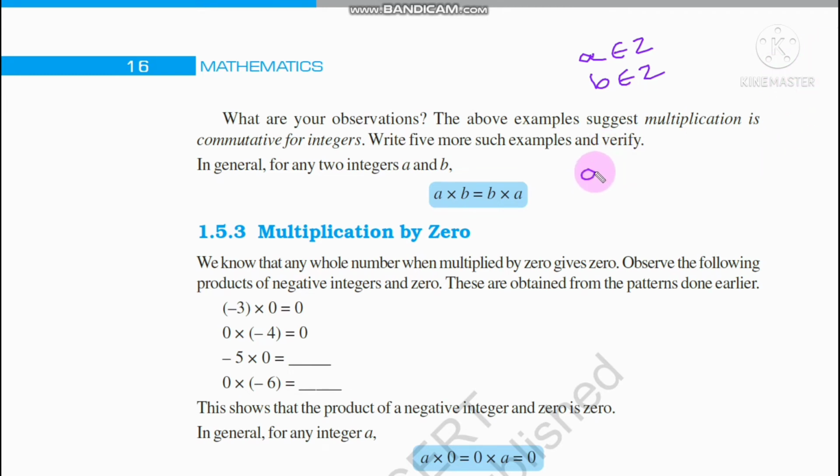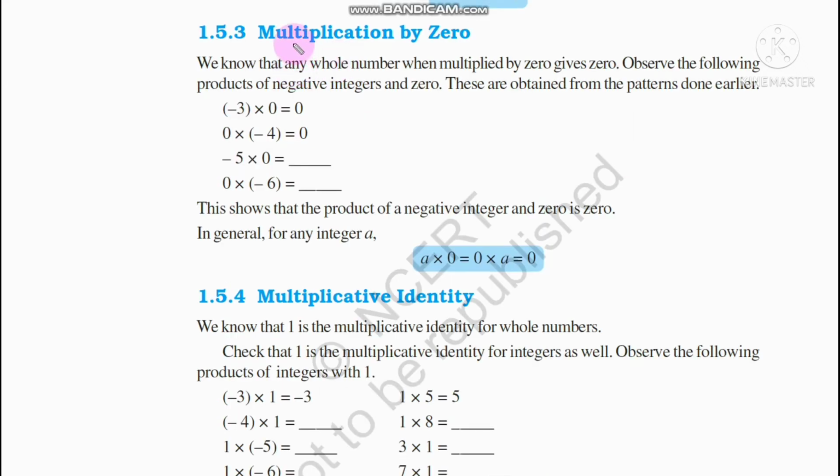A into B is equal to B into A. So this is called commutative property under multiplication for integers. Now let's see multiplication by 0. What happens when an integer is multiplied by a 0? We know that any whole number when multiplied by 0 gives us 0.